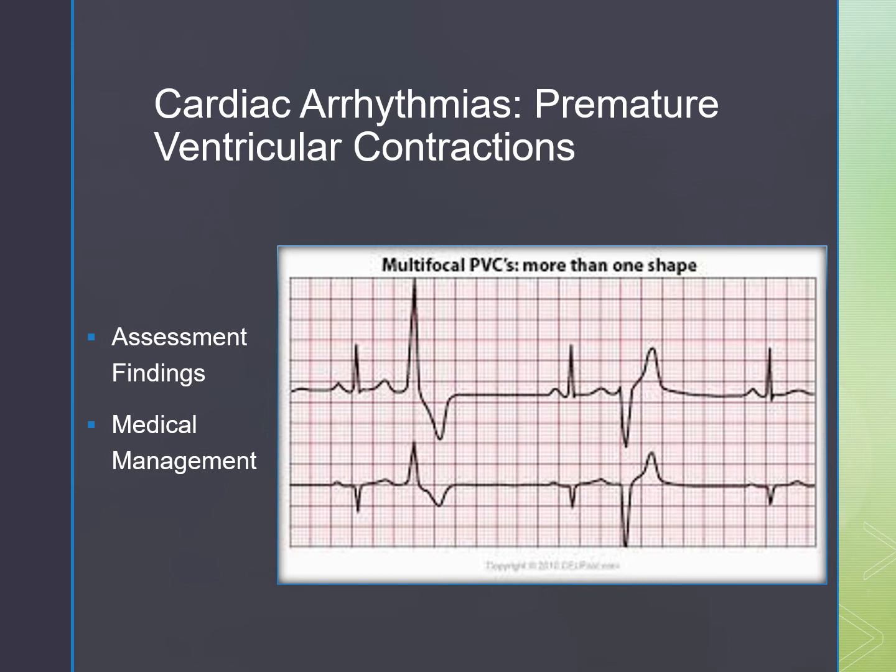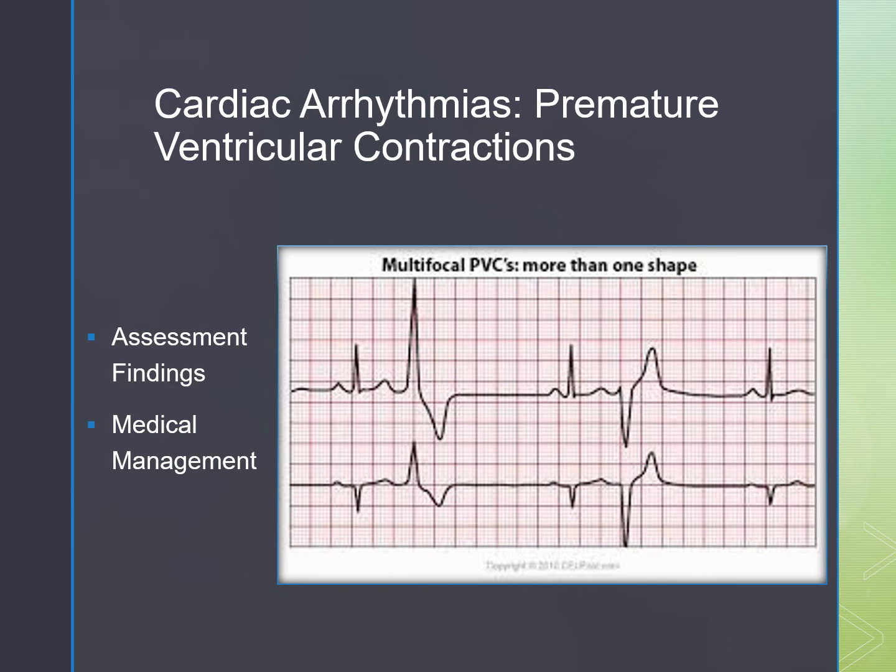If we have 6 or more PVCs per minute, if we have runs of what we call bigeminy, where every other beat is a PVC, if we have 2 PVCs in a row or a couplet, if we have runs of PVCs, which include 3 or more PVCs in a row, and that's called ventricular tachycardia.